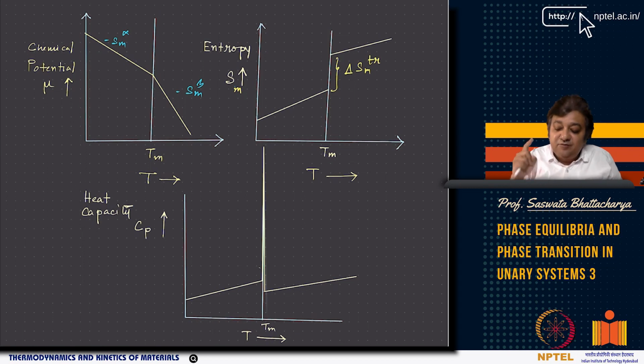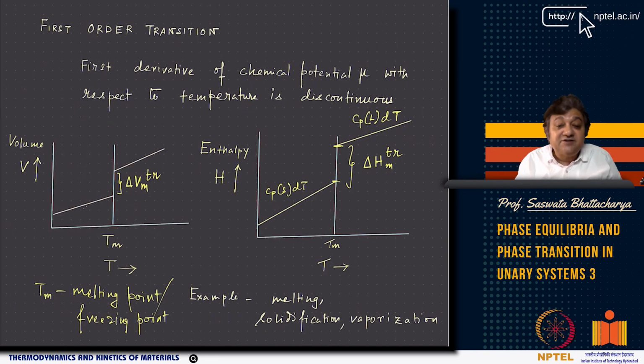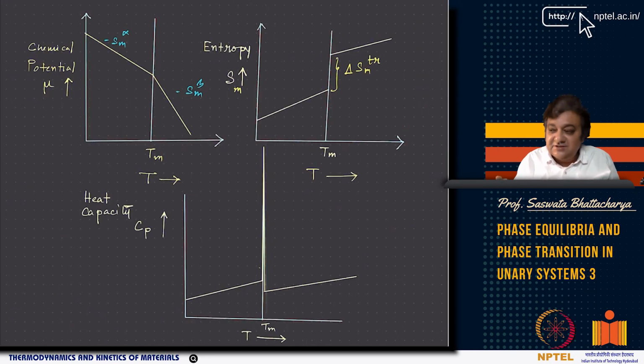So where the first derivative of the molar free energy or first derivative of chemical potential shows a jump, those transformations are called first order transformations, right? Examples of first order transformations are melting, solidification, vaporization, right? You will see later there is a theory called Landau theory, which I will talk about much later, and there you can see further discussion on first order transitions compared with second order transitions and higher order transitions.